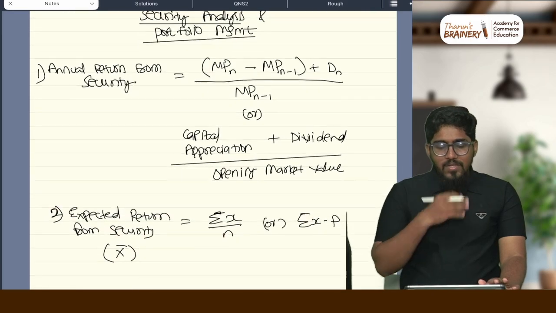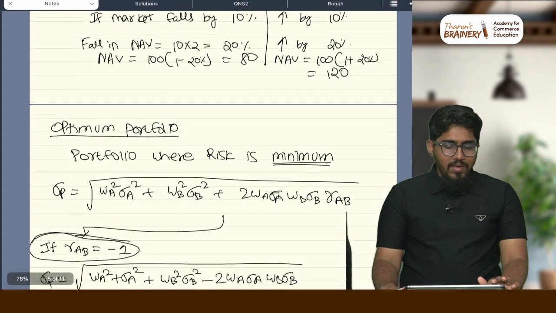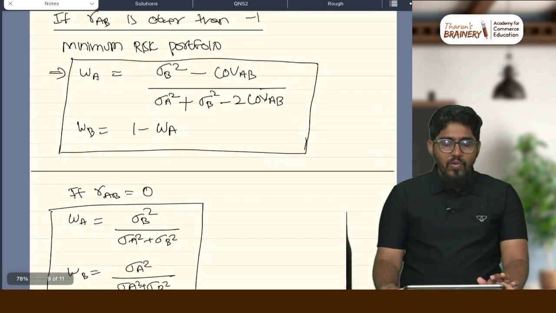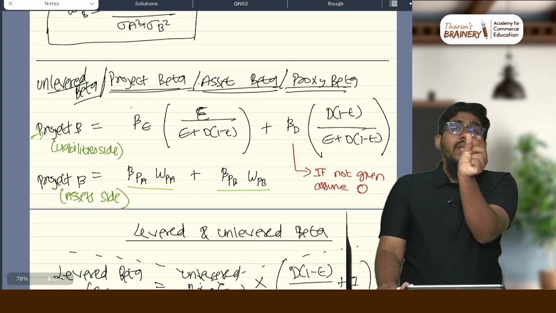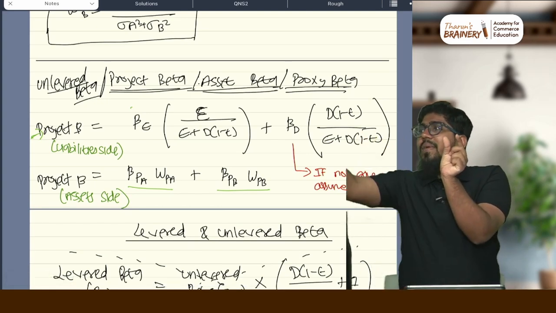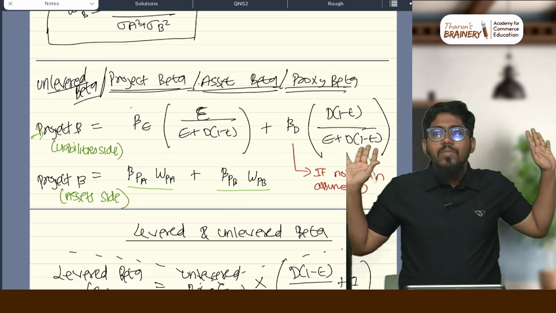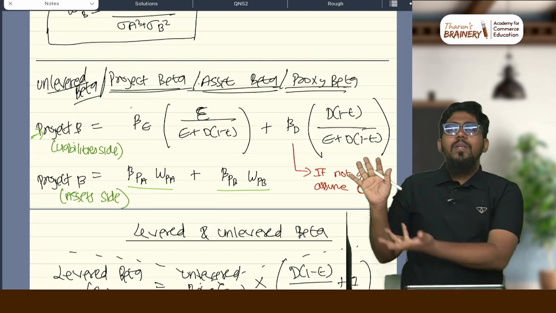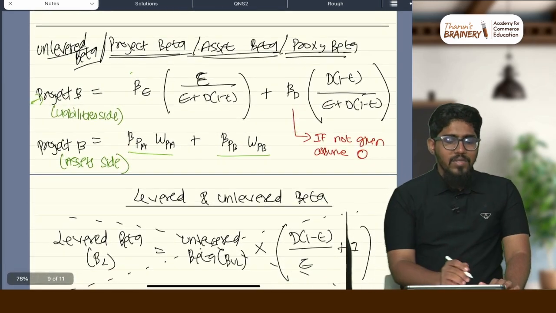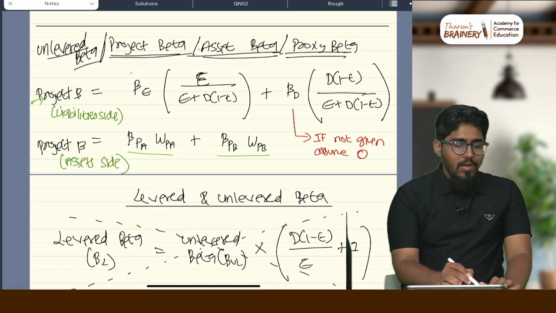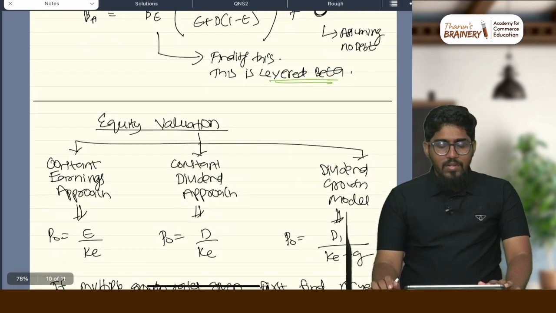Everything is done: portfolio beta, beta, and the optimum portfolio. Now project beta: it is equity beta into weight of equity plus debt beta into weight of debt, but for debt you have to use 1 minus T. That is capital structure. Then, using a proxy beta, you have to find the equity beta. That is levered or unlevered beta. So this is levered beta, this is unlevered beta, and this is levered beta.